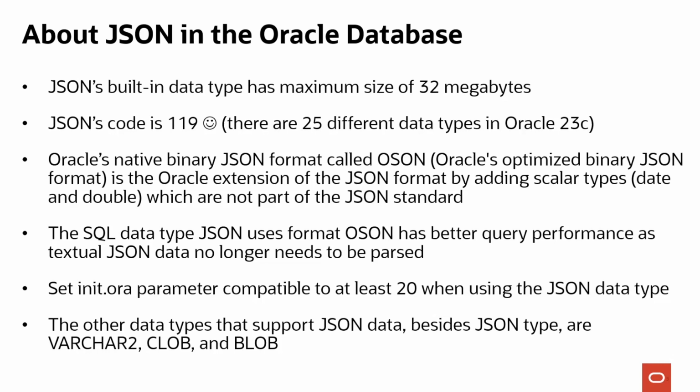And Oracle is using a native version of so-called OSON. It's the Oracle Optimized Binary JSON format. It's an extension of the standard JSON format because we have added some scalar types. So we have added date and double, and they are not part of the JSON standard. So the OSON format is a bit of an extension of the JSON standard. And the SQL type JSON uses the format OSON, which has a significant reason for that. It gives a better query performance. SQL runs faster. And there is another reason that textual JSON data is not needed anymore to be parsed.